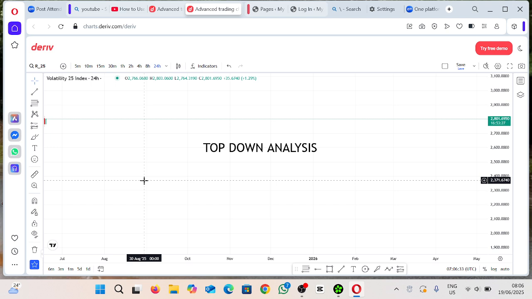Okay, so today I'm going to be talking about top-down analysis, and I'm going to be teaching the top-down analysis irrespective of the advanced market structure. A lot of people don't understand that directional bias is what is going to make you a profitable trader, make you know what you're doing and trade with confidence.